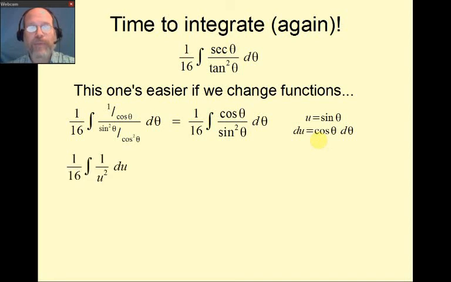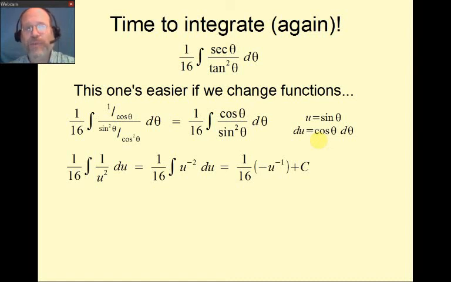And I'll wind up with 1/16 out front still, and the integral of 1 over u squared du, and remember that's easier to do as a negative power. 1/16 times the integral of u to the minus 2. You add 1 to the power, it's u to the minus 1, divide by minus 1, you get 1/16 negative u to the minus 1 power, plus a constant. I've done my integral, right?